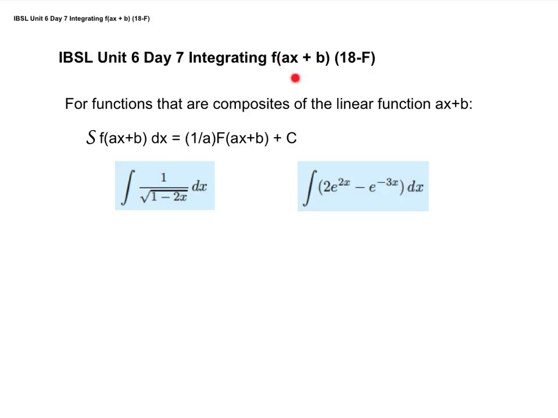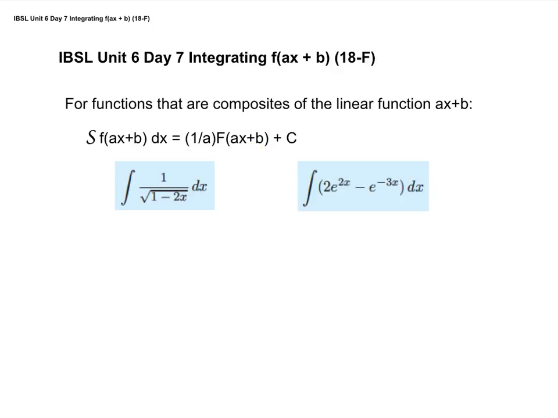So you'll notice here we have a function where it's an outer function f of something, but the something is linear, ax plus b, okay? And you can see here, if we have a composite of a linear function ax plus b, the integral of f of ax plus b dx is 1 over a times the antiderivative plus c. Now, notice here the antiderivative still has that ax plus b in it.